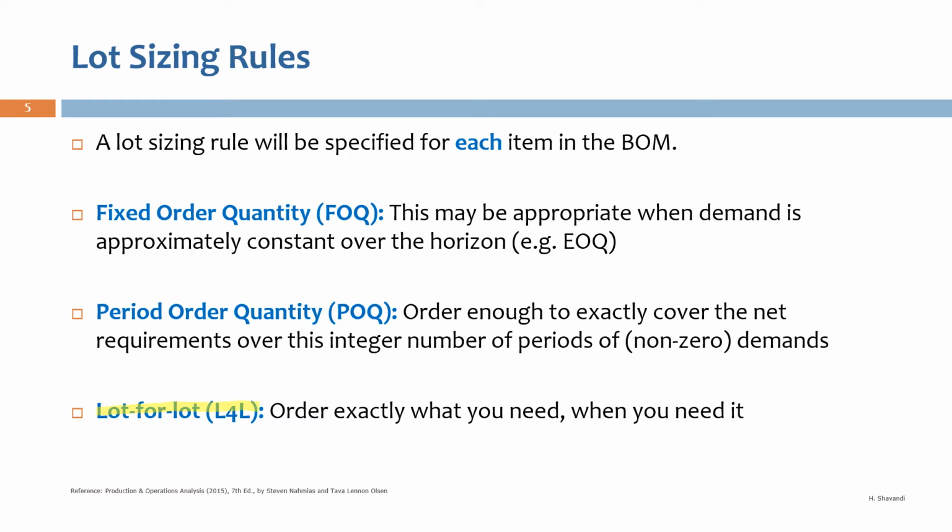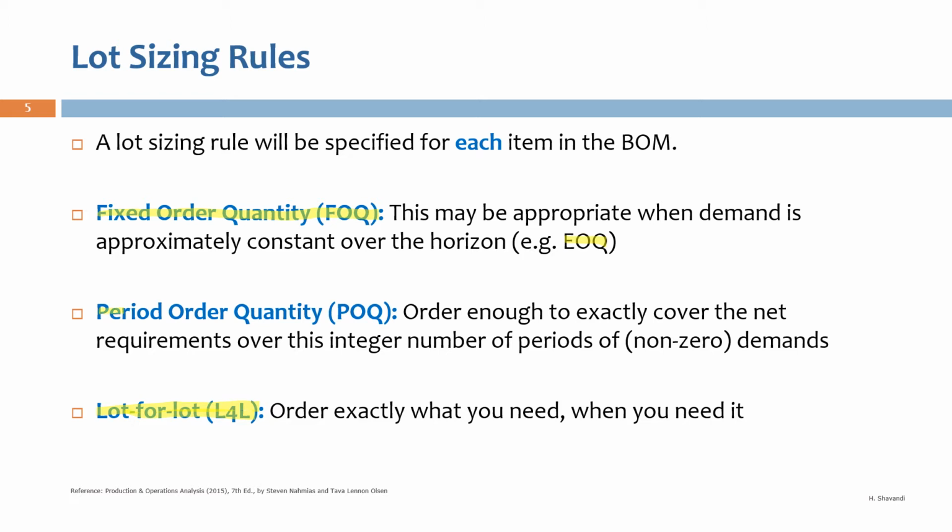As you remember, we considered the lot for lot sizing rule or policy in our previous example in section 1, but we have two more rules or policies here. Fixed order quantity, FOQ. If the demand over the planning horizon is constant, then we can consider this rule, and we can obtain the economic order quantity as our fixed order quantity by the EOQ model.